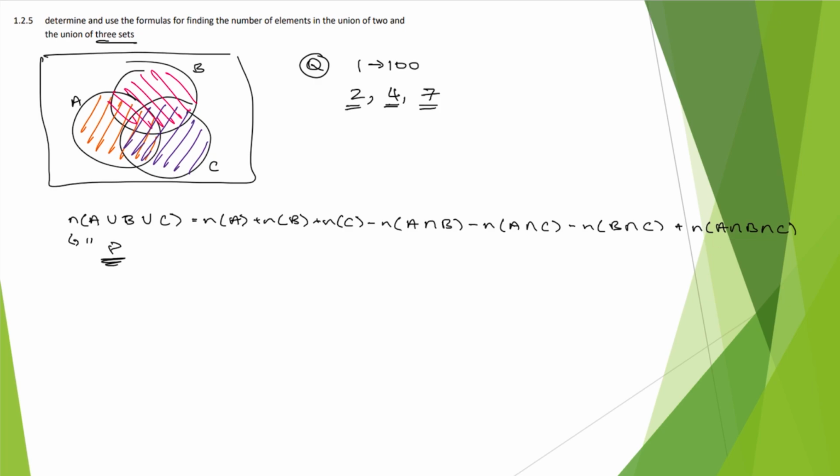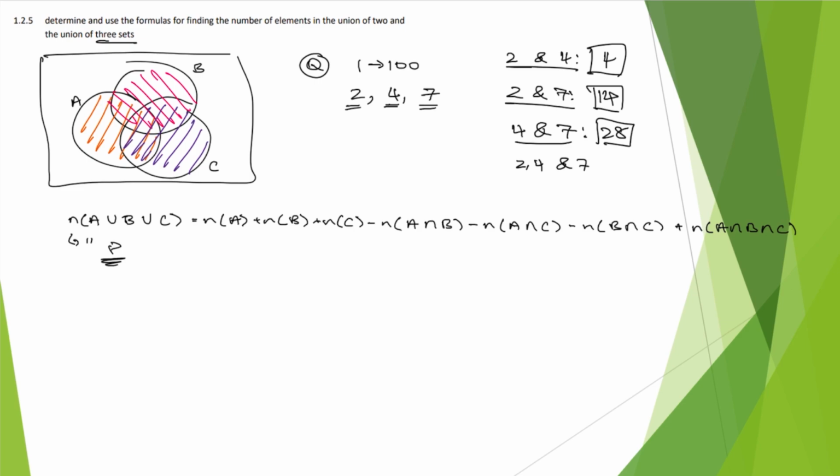Okay? So if we want to do that, divisible by 2 and 4, that's going to have to be 4, right? Because everything that's divisible by 4 is divisible by 2. So that's the lowest common multiple of 2 and 4. If we want to find 2 and 7, the lowest common multiple here is 14. The lowest common multiple of 4 and 7 is 28. And the lowest common multiple of 2, 4, and 7 is going to be 14. Okay? Sorry, 28. That's wrong. 28. Okay? That's the lowest common multiple of 2, 4, and 7.